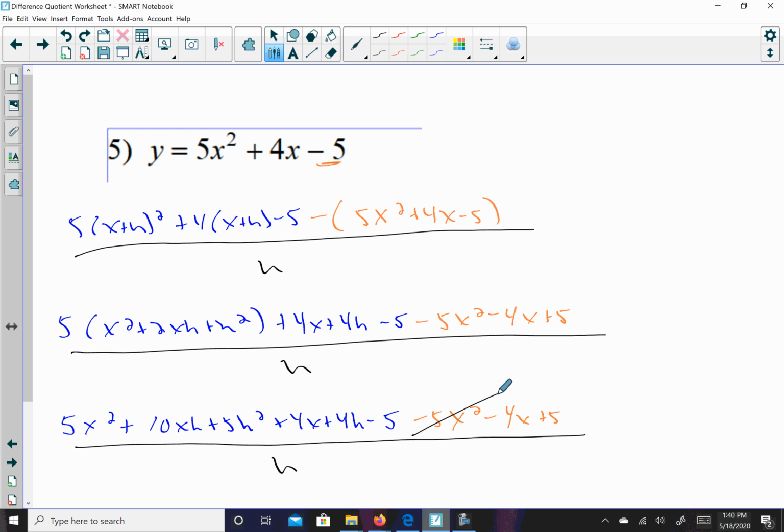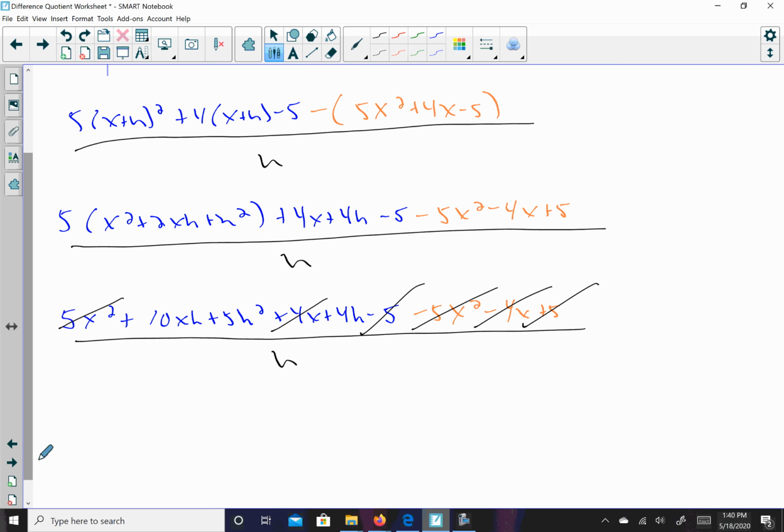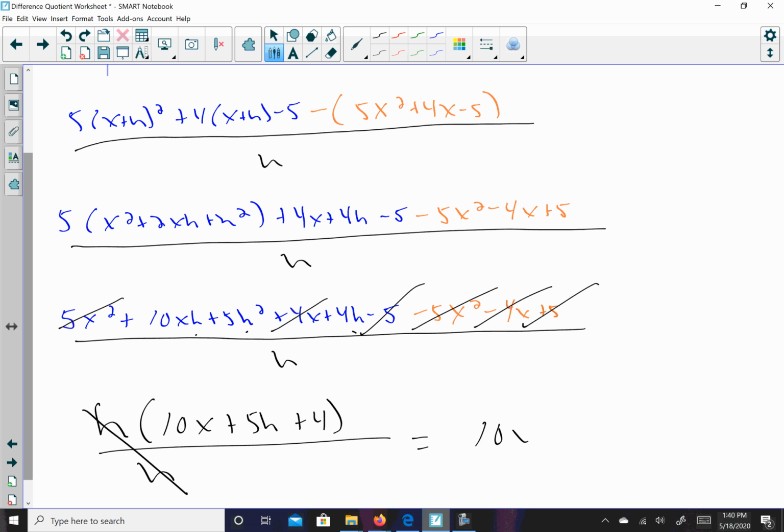So negative 5x, positive 5x squared, negative 4x, positive 4x, positive 5, negative 5. Again, everything in orange, or everything of that f of x, should simplify. Everything here has an h left, so I'm going to factor out the h when I rewrite it. So I'm going to have h here. This will be 10x plus 5h, because it's h squared, so you can only factor out one of those h's, plus 4. This is all over h. The h's simplify, and I'm left with 10x plus 5h plus 4. And that's my final answer. That's a really bad 5.